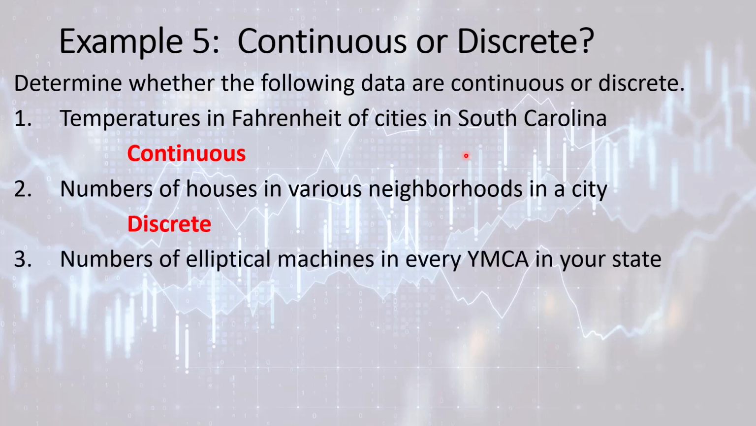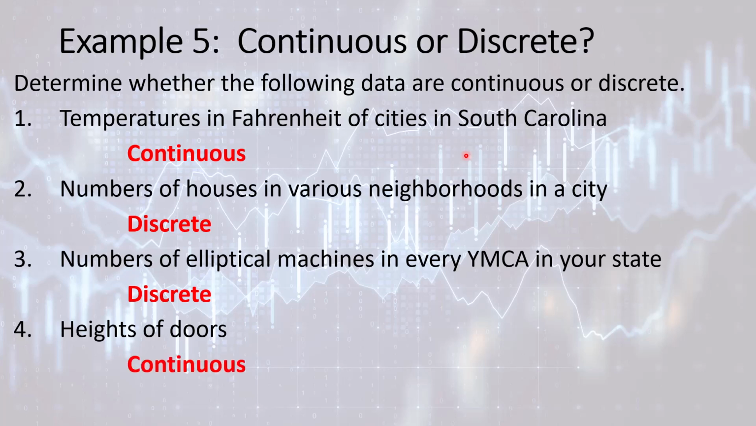The number of elliptical machines in every YMCA in your state. Now, frankly, I don't know. But I do know that we can count elliptical machines. We are talking about counts. They are typically discrete, and this one is discrete as well. And then finally, the height of doors, a measurement. The height of doors can be as low as 3 feet for a doggy door, maybe 2 feet for a cat, all the way up to 8 or 10 feet, whatever, and it can take on any possible value in between. This would be continuous.